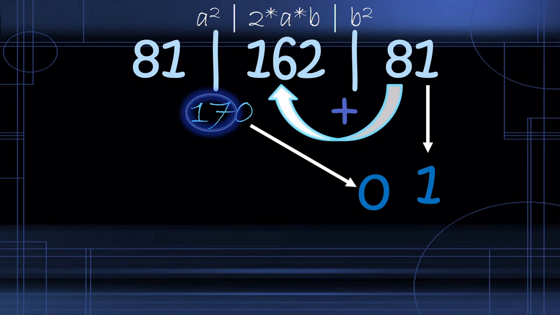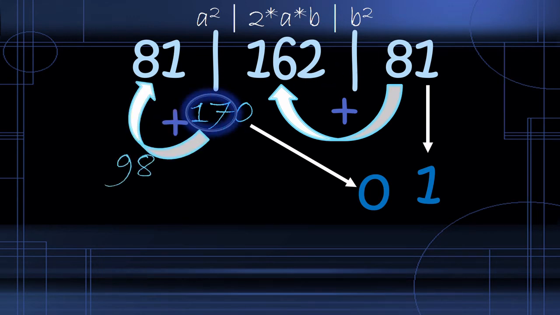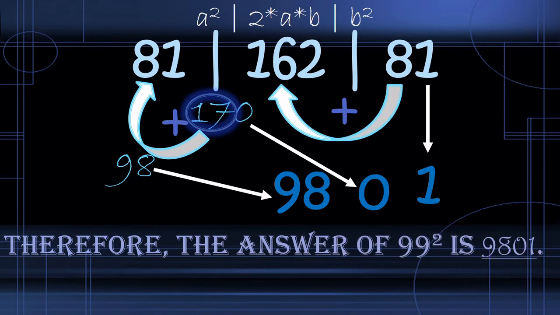Let me also tell you one thing. No matter how many digits are left after the number, you just have to drop the ones place. Now here we have 17 left. So we are going to add 17 to 81, which will give us 98. Now we are going to drop the 98 and then the answer of 99 square is 9801.